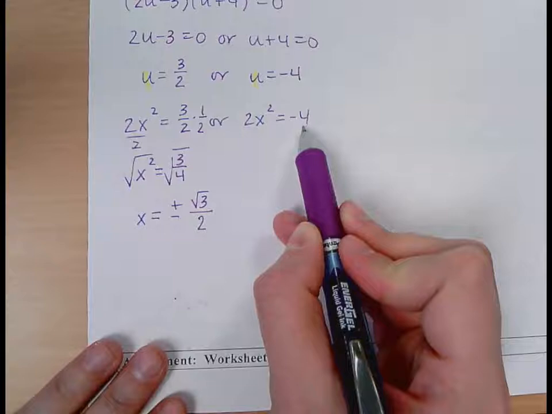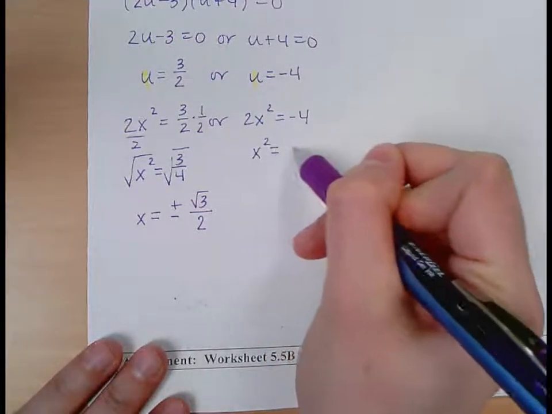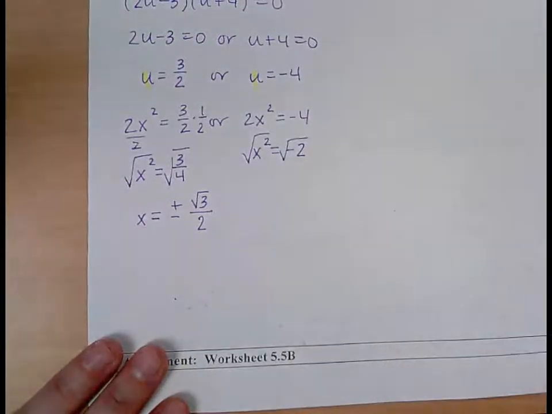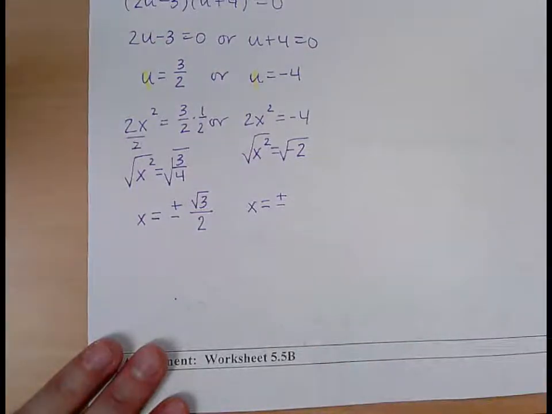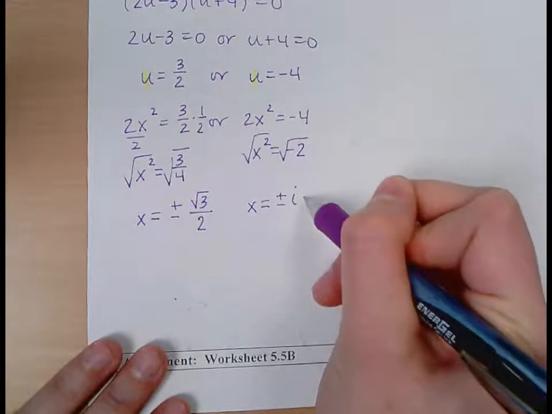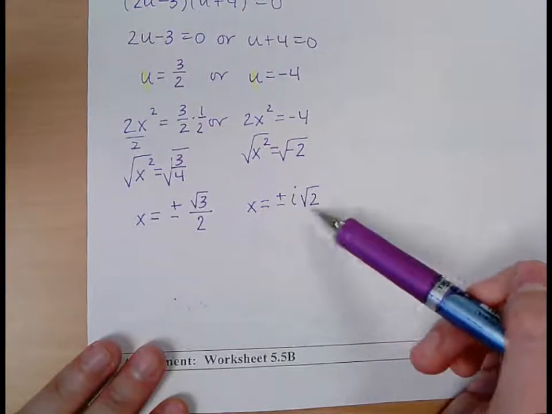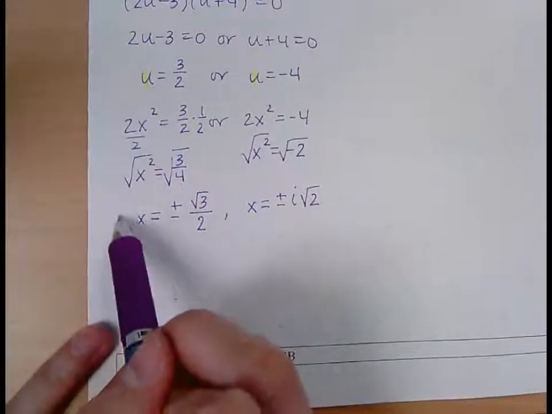If I solve the other one for x, divide each side by 2, x squared would then equal negative 2. And then if I take the square root of each side, x would equal plus or minus. I have the square root of a negative, which means it's imaginary. Take out the i, so i square root 2. And then the square root of 2, there's no perfect square other than 1 that goes into it, so that's completely simplified. So these are your answers for x.